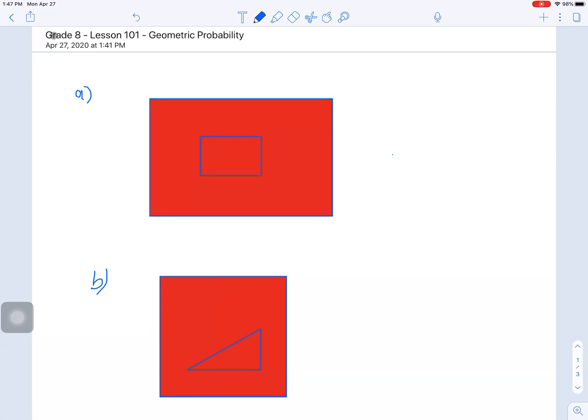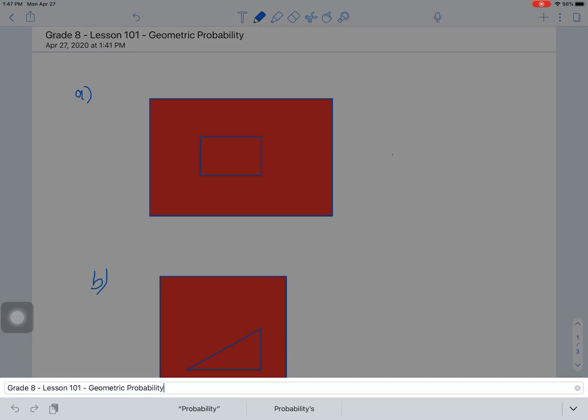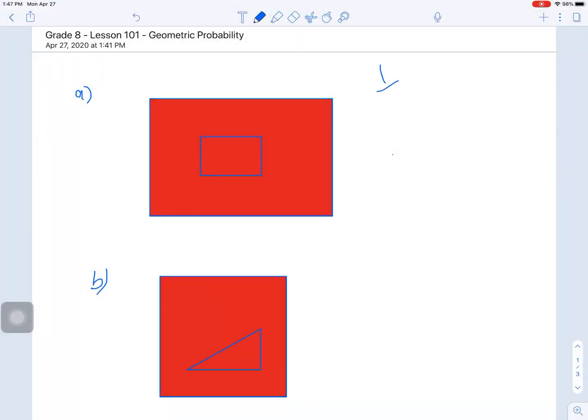All right, grade 8, we're going to go through the practice set for lesson 101, and it talks about geometric probability. Now, probability we usually express in a fraction, for example, 1/12. 1/12 would be a good example of a fraction that says, what's the probability of that happening? And you say 1/12 or 1/2 or 1/3. So you know that we're going to be working with fractions when it comes to this.